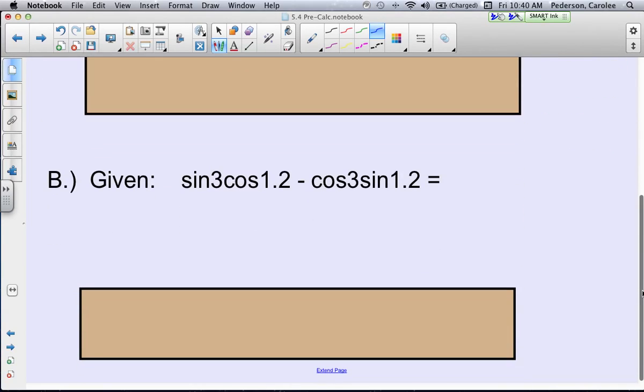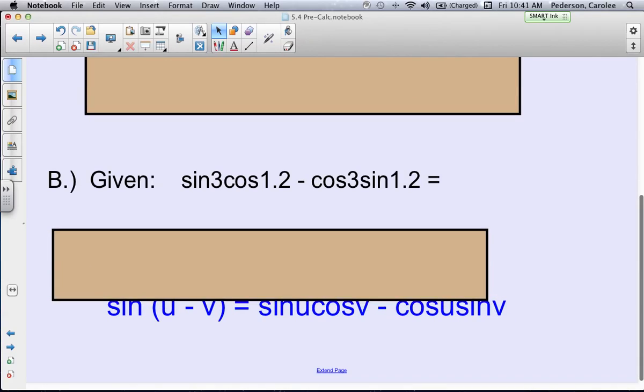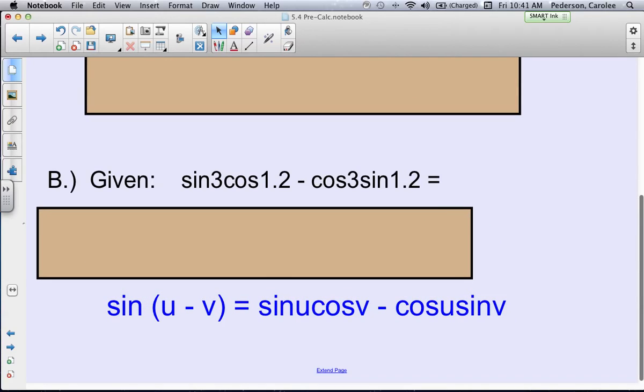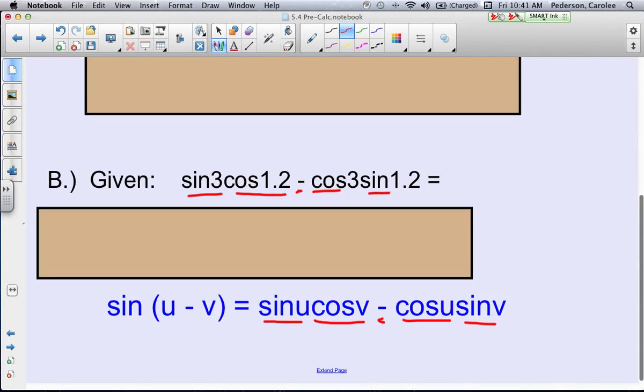Next example, given the sine of 3 times the cosine of 1.2 minus the cosine of 3 times the sine of 1.2. Again, we want to find out what formula goes with this equation. Well, the formula is, underneath this box, the sine of u minus v. The reason why: look at this right side, the sine of u, cosine of v. We have a subtraction, and then the cosine of u times the sine of v.